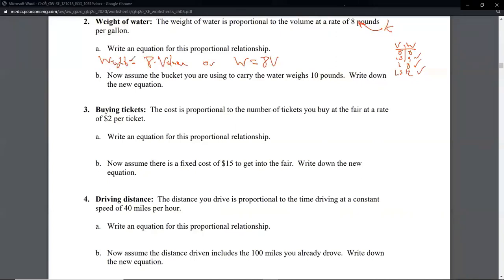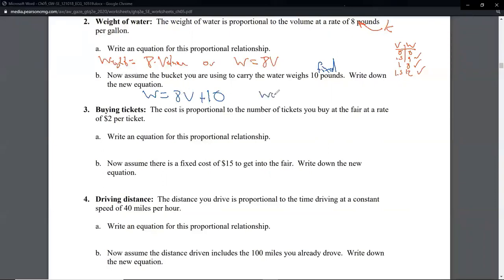Part B, now we're going to assume that we have that bucket. So we're talking about the weight we're actually holding, and that bucket weighs 10 pounds. So we said all we do is just have this be the fixed amount, and we add it to the variable amount. So now our weight is 8V. There's the variable amount based on the water itself, and then we add the bucket, which is always 10 pounds no matter what. See, the bucket doesn't change weights. It's the water that changes weight.